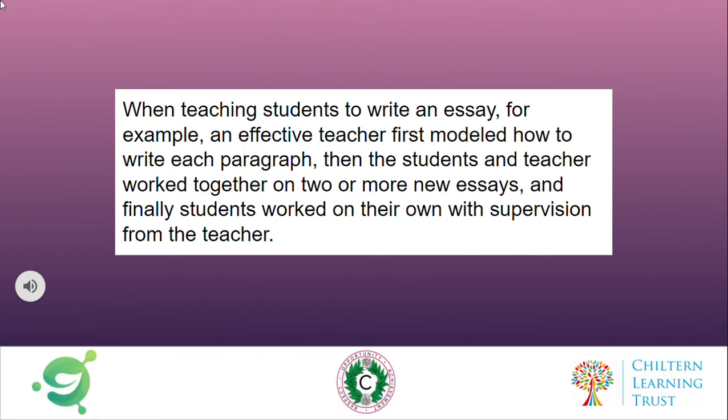So the third part to Rosenshine's fourth principle is when teaching students to write an essay, an effective teacher will first of all model how a paragraph is expected to be written. And the students and the teachers work together on first producing one or two of those paragraphs before students are then given the independence to continue with one themselves, but with that supervision of the teacher.